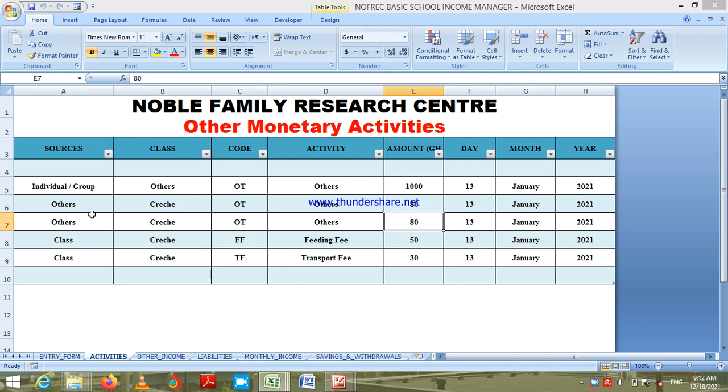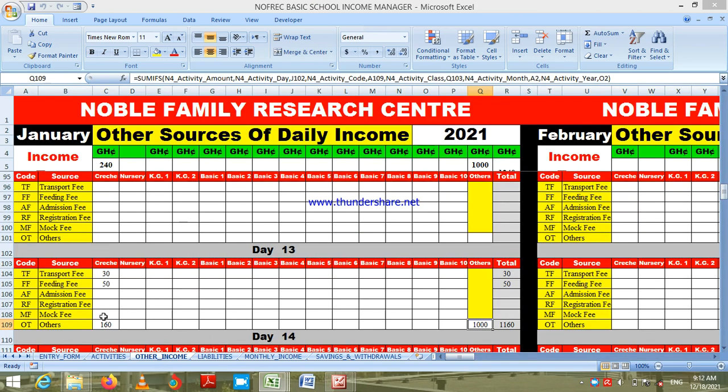So we have, make this the A for active. We have a total of 160 as other income, and this is from other sources, which is a class. You consider it as a class, and that one also gave us 1,000 cedis. But this other is from a class, a particular class, like crèche is from a crèche. That's why it's under the class.